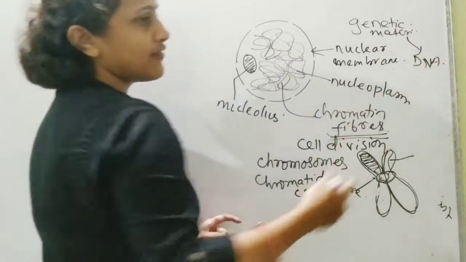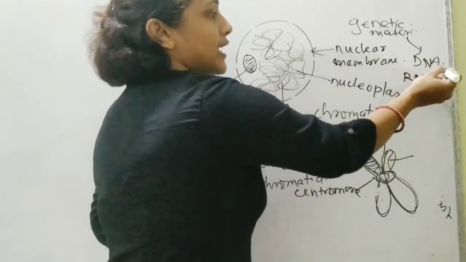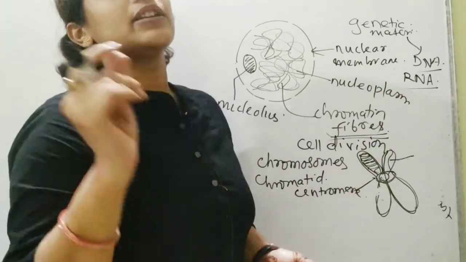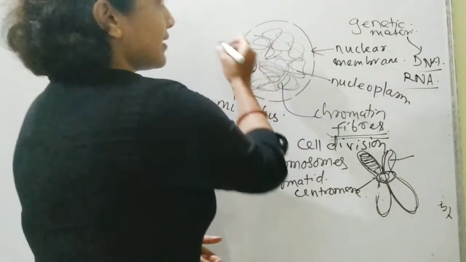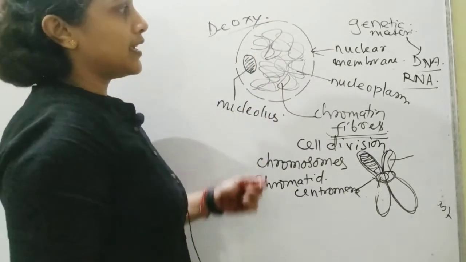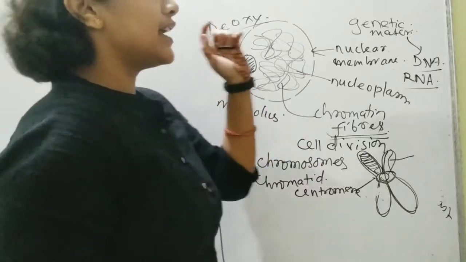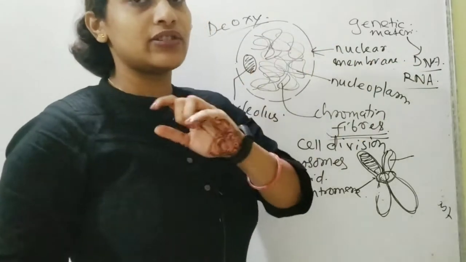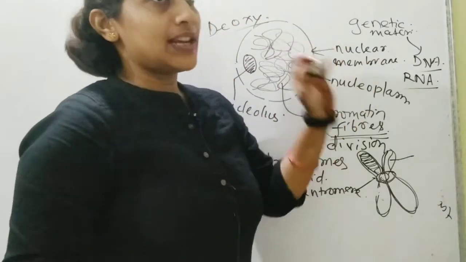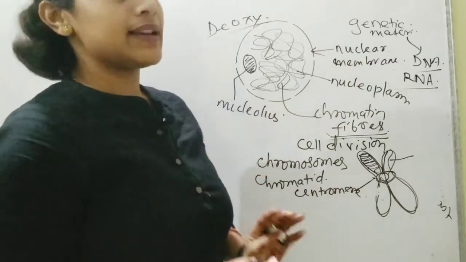But in some viruses, the genetic material is the RNA. DNA stands for deoxyribonucleic acid. RNA stands for ribonucleic acid. As the name suggests, deoxy means one oxygen atom is missing in the structure. That's where DNA has taken its place. Because of this arrangement, DNA is the most stable genetic material in comparison to RNA, that is ribonucleic acid.